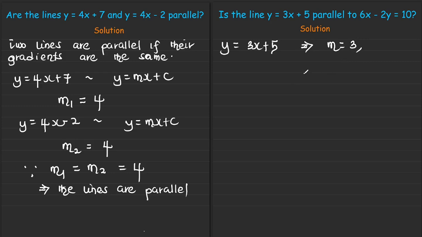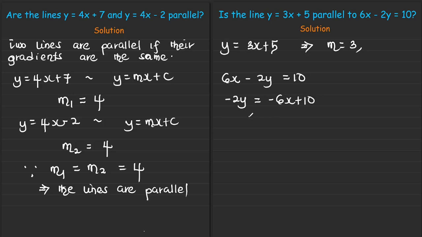We need a gradient. But the second one, which is 6x minus 2y equals 10, is not yet in that form, so we'll have to rewrite it. Making y the subject, we get negative 2y equals 10 minus 6x. Well, we can rewrite it as negative 6x plus 10.